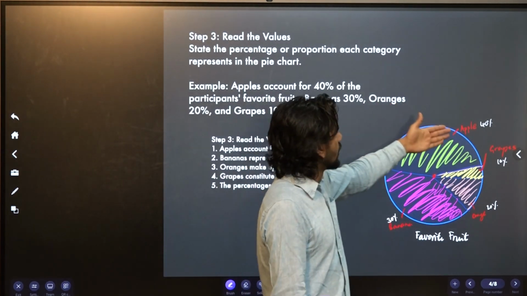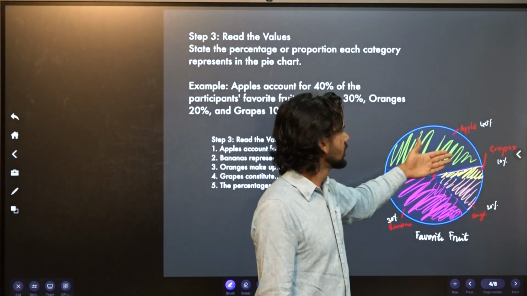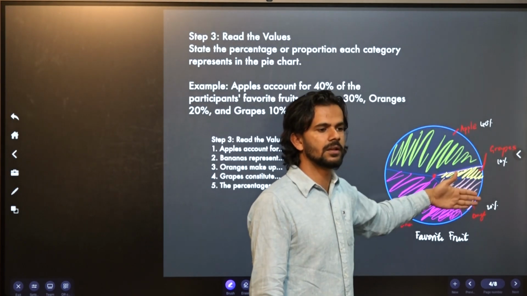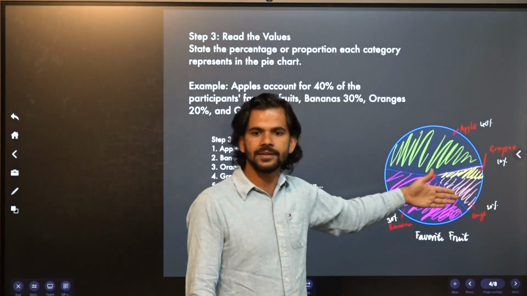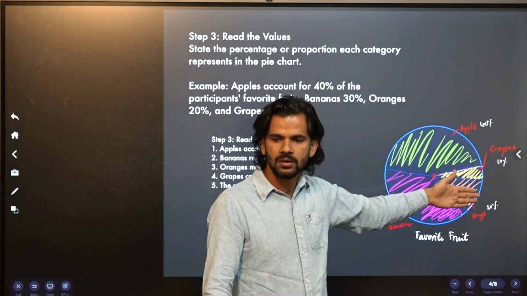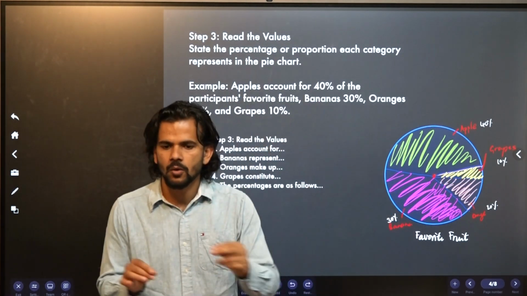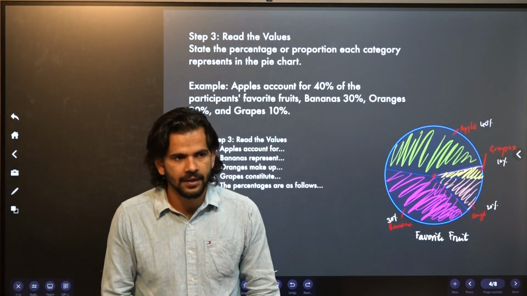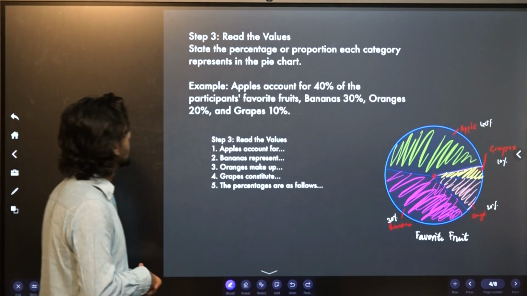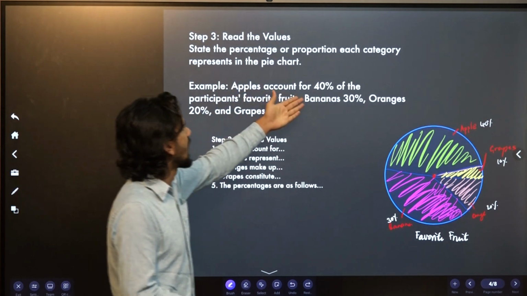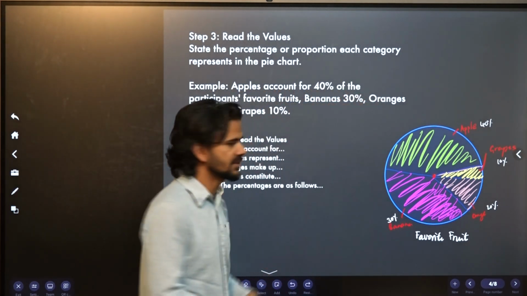Oh, 40% of the people prefer apples. 10% of the people liked grapes the most. Not all the values. Only 1 or 2. All right. So mention the numbers. For example, here apples account for 40% of the participants.